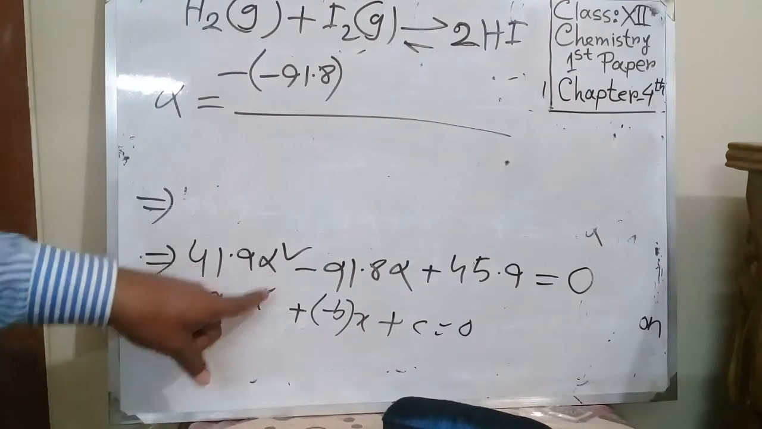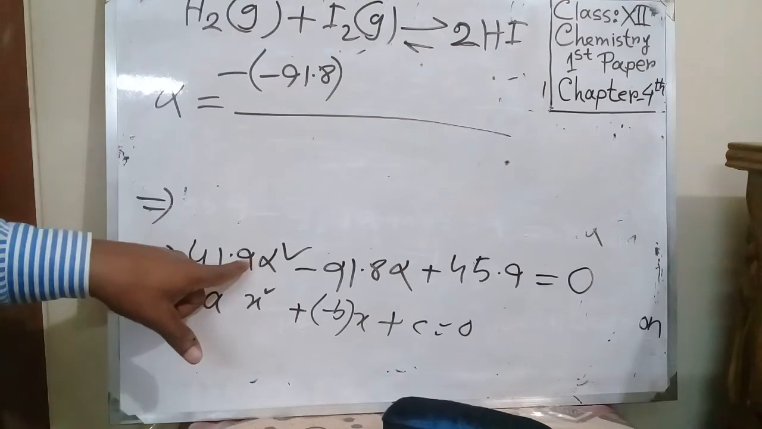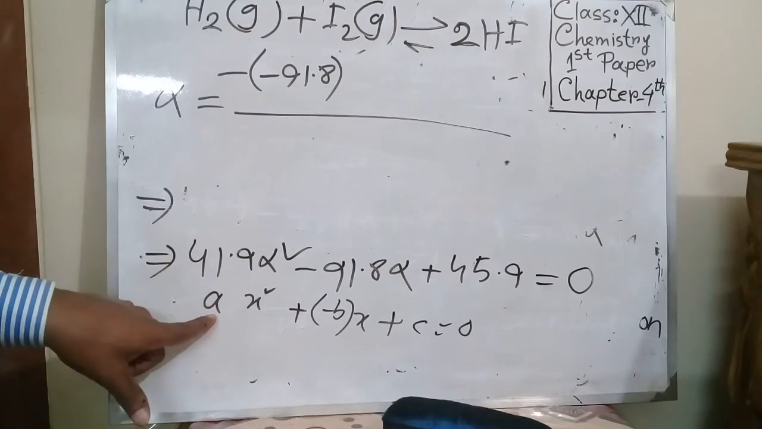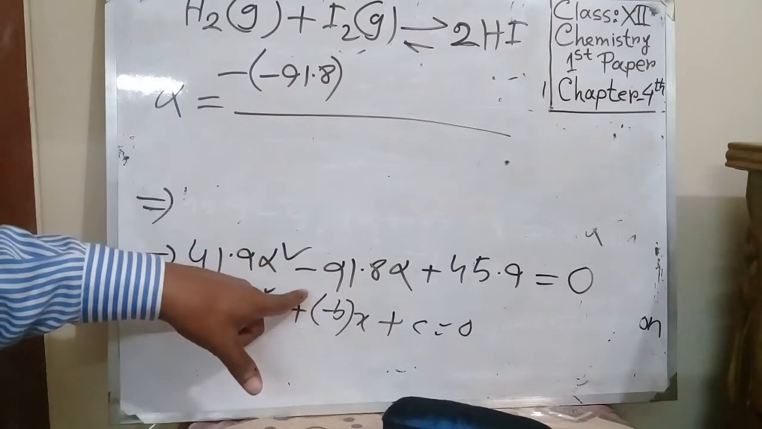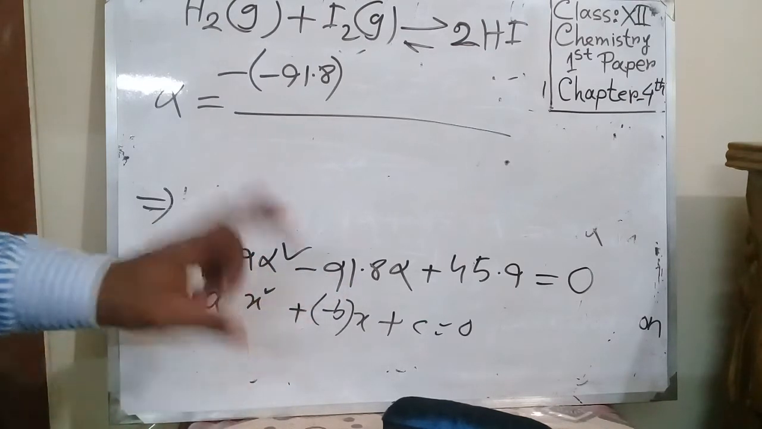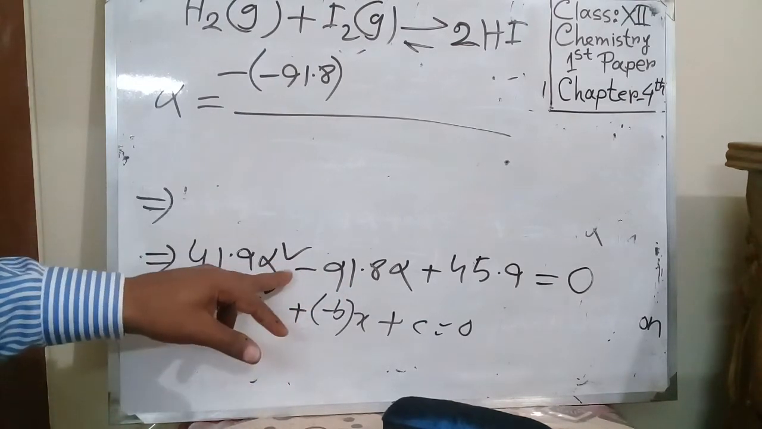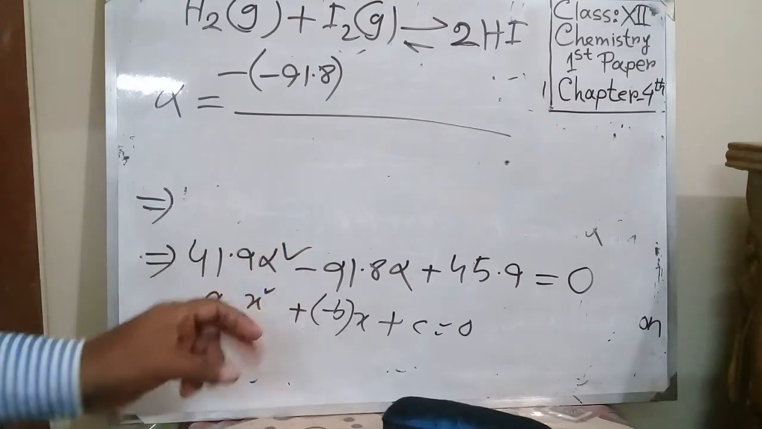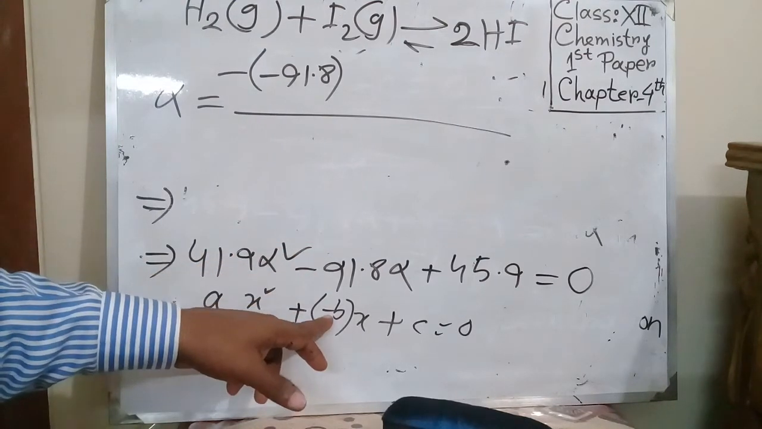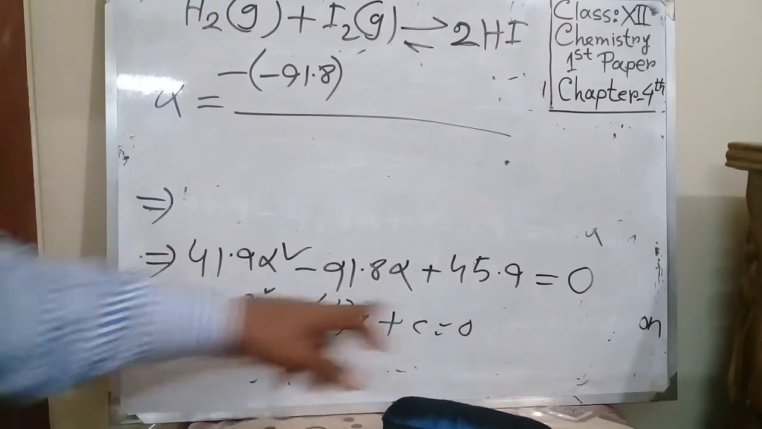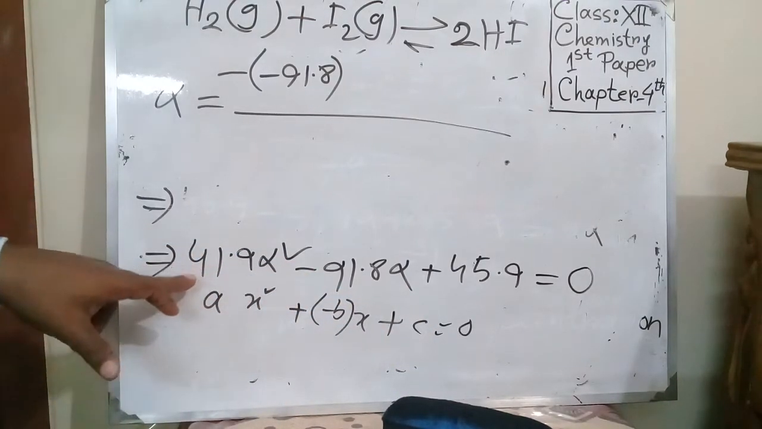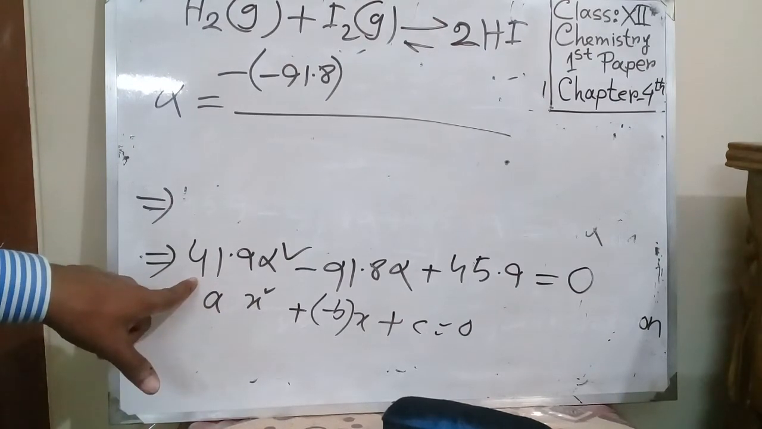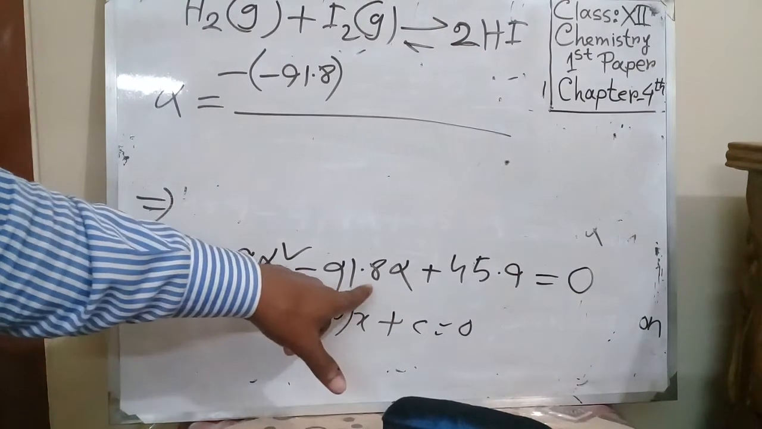So alpha square means x square, and 41.9 means a, and b equal to 91.8. But in the formula there is no minus. So if I write minus here, we need to confine minus within a bracket. So I have written minus b, and using this one, just compare this formula with this one. So you can get a equal to 41.9, b equal to 91.8.